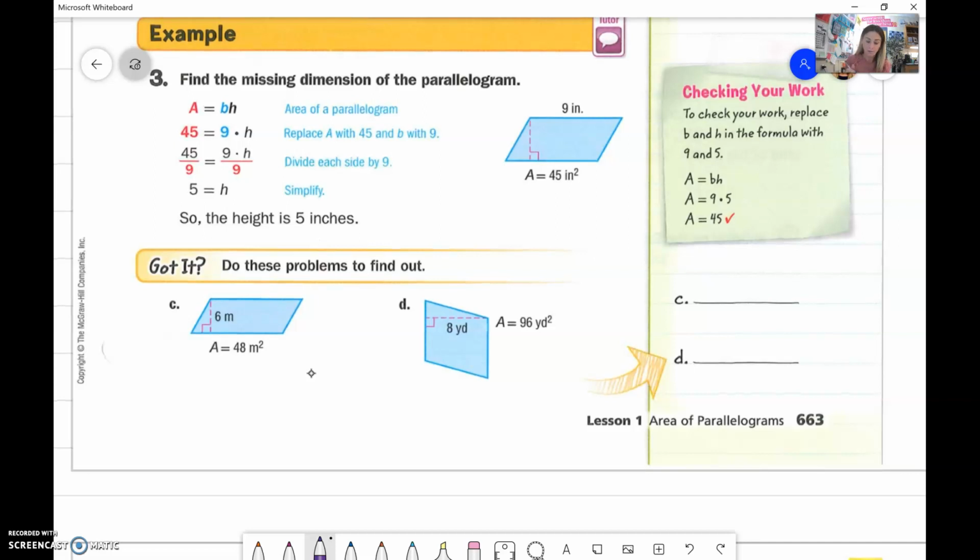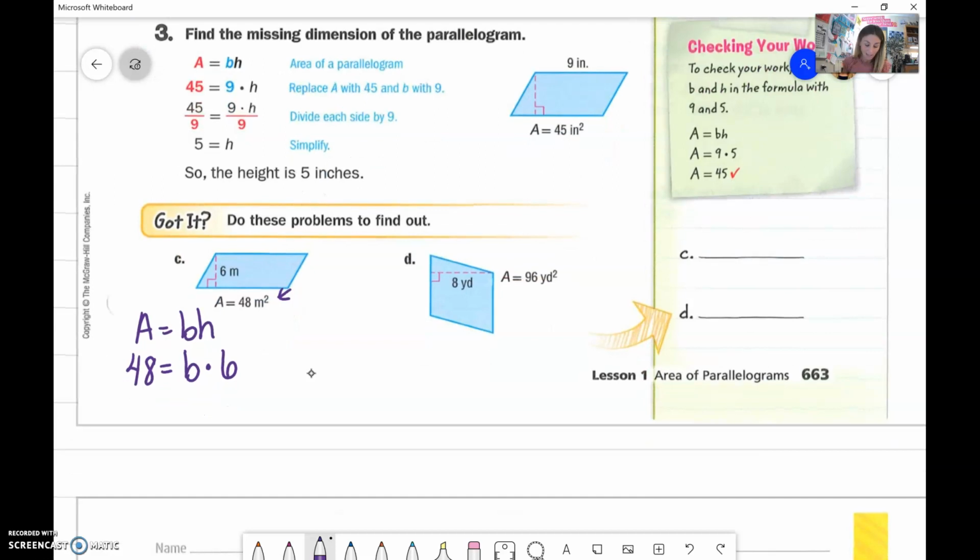We're going to do C together, so make sure you have room. So remember, we're finding the area equals base times height. We have to fill in what we know. So we know the area right here, because it says A equals 48. So what am I going to replace? I'm going to replace the A with 48. Okay, and then I have 6 is the base or the height. That's the height. So I am missing my base. Okay, so I've got base times 6. Okay, because I'm missing my base, but I have my height.